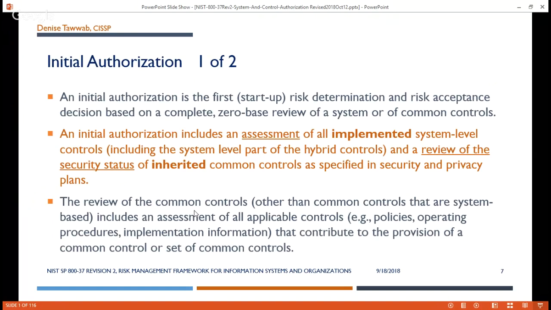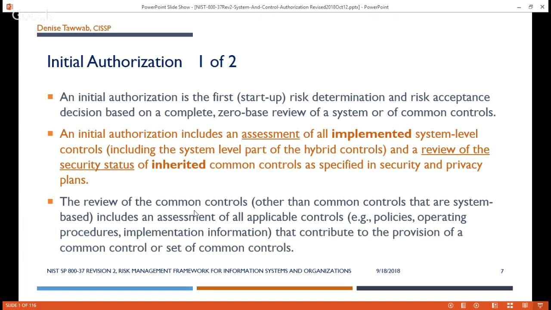The initial authorization is the first startup risk determination and risk acceptance decision that's based on a complete zero-based review of a system or of some common controls. The initial authorization includes an assessment of all the implemented system level controls, including any hybrid controls, and a review of the security status of the inherited common controls as specified in your security and privacy plans. What are your security and privacy requirements? Are they met in the system as the system is implemented?